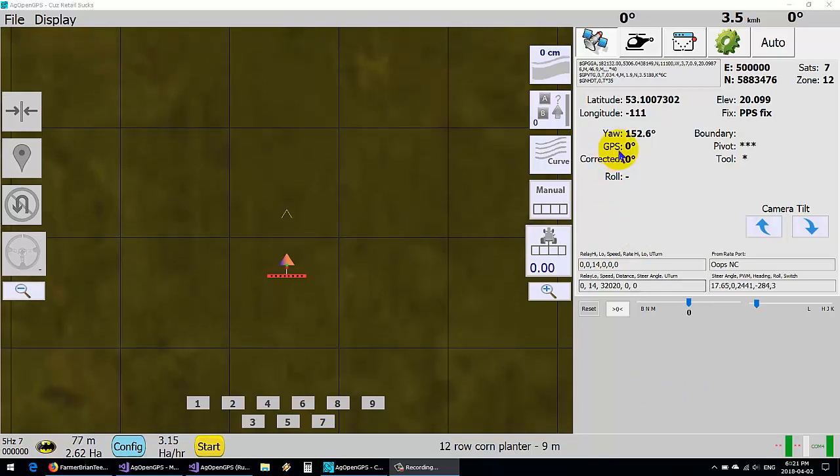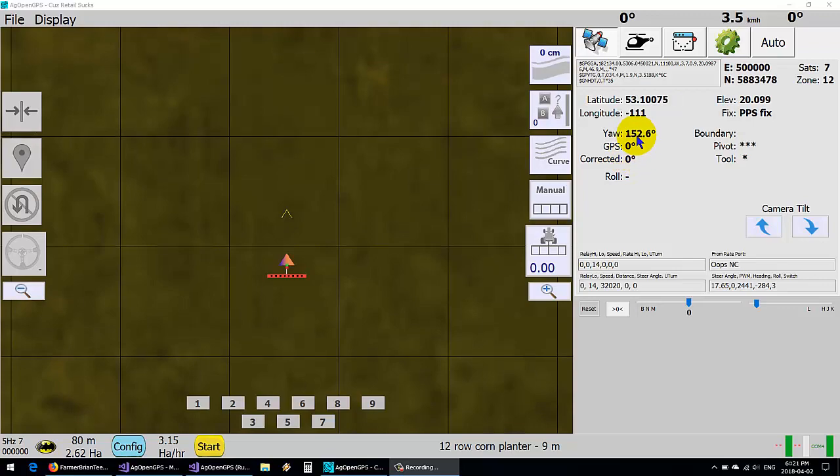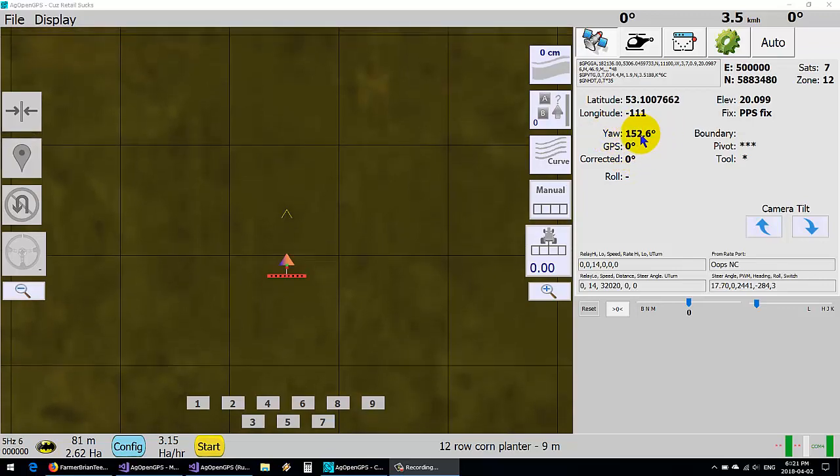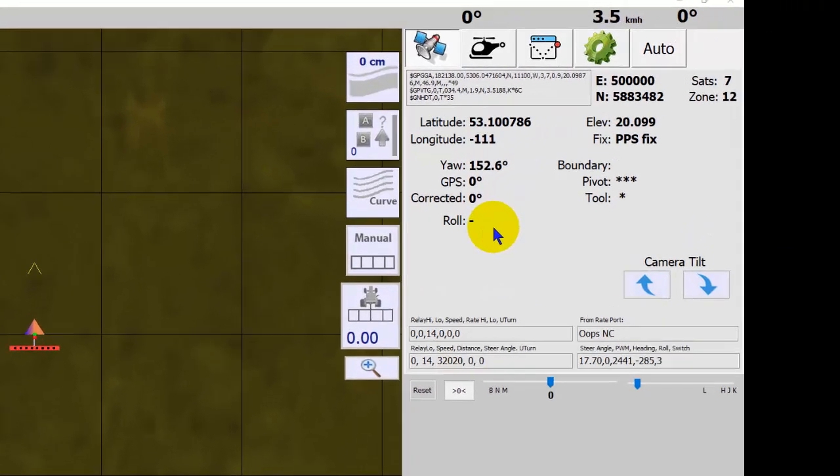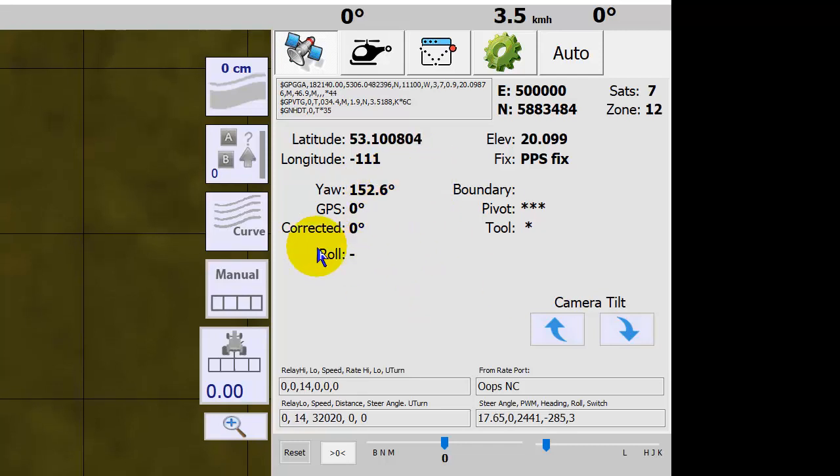Okay, this is a story about the heading and the GPS and the corrected heading, and using an IMU on AgOpenGPS. So here's the explanation. I have the IMU connected, and of course that's this number here. It's just sitting on the table right now. If I twist it, you see now it's a different angle, of course.